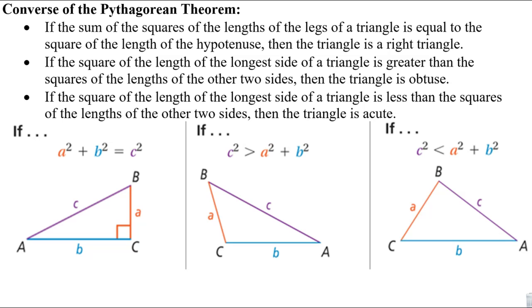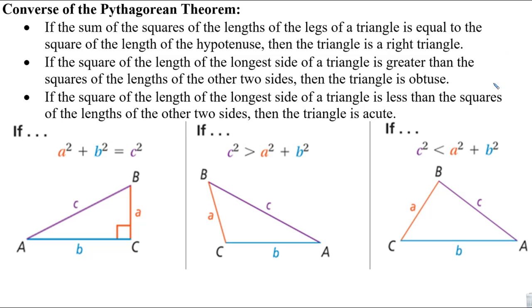Next thing we're going to look at is the converse of the Pythagorean theorem. And what that's going to do is give us a way to classify triangles based on how they relate to that a squared plus b squared equals c squared. So I'm going to say that if the sum of the squares of the lengths of the legs of a triangle is equal to the square of the length of the hypotenuse, in other words, if a squared plus b squared equals c squared, then the triangle is a right triangle. So we've been dealing with right triangles. We know that's true with right triangles. So what I have with that statement is a way to check and see whether or not a triangle is right.